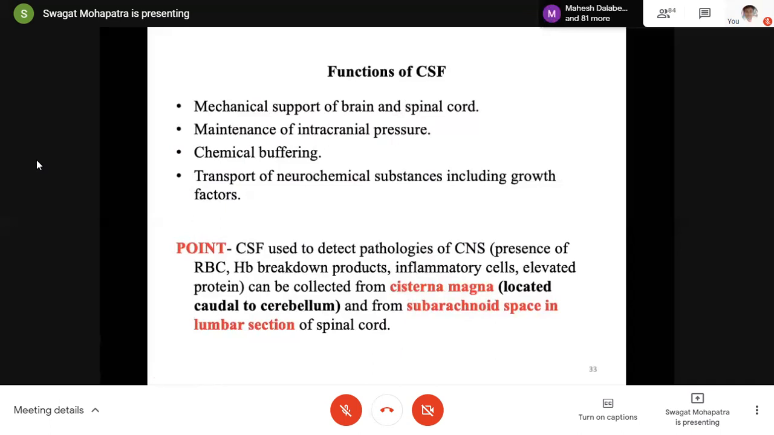so that you can examine them for any pathological problems, like any presence of RBCs or hemoglobin breakdown products or inflammatory cells, or if the proteins are elevated, that you can detect, and you can say that yes, there is a problem with the brain, or there is a problem with the nervous system, or there are any abnormalities in the CSF or in the constituents of CSF.